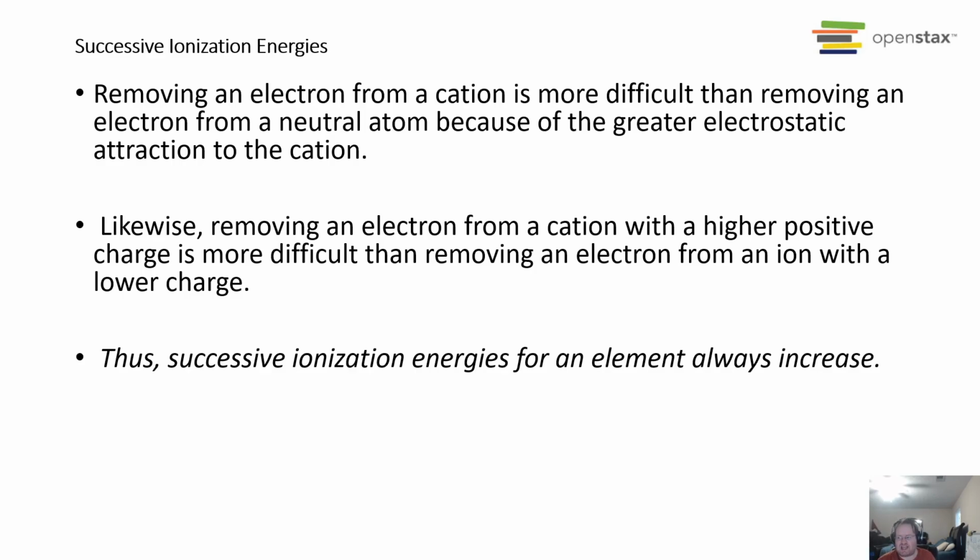Now, the increase isn't always the same. Sometimes it's a small increase, sometimes it's a gigantic increase. But there's always an increase. It is always harder to remove a future electron compared to an earlier one. So removing electron 2 is always easier than removing electron 3, which is easier than removing electron 4. So those ionization energies have to keep increasing.